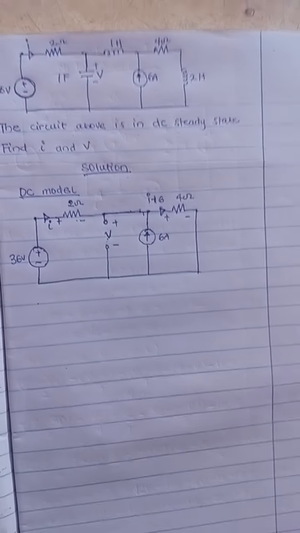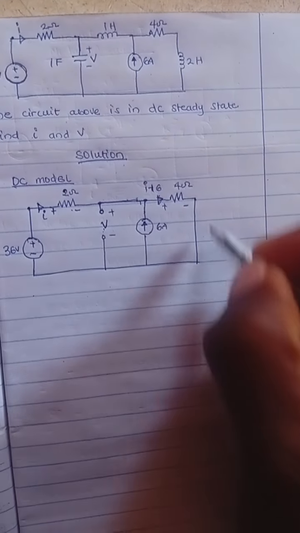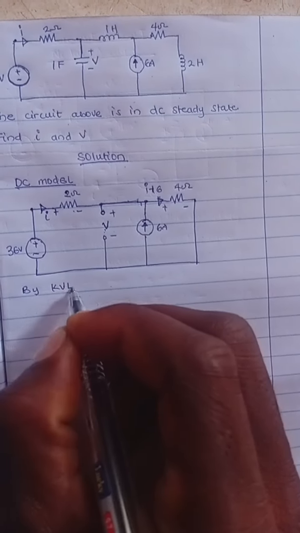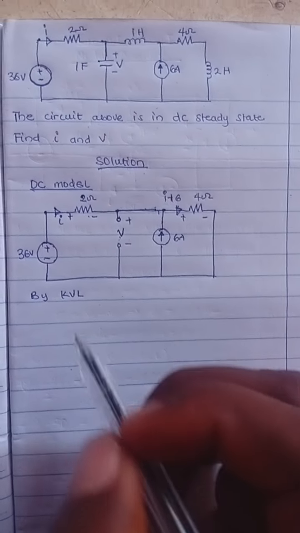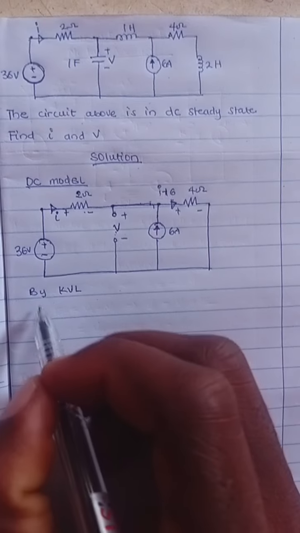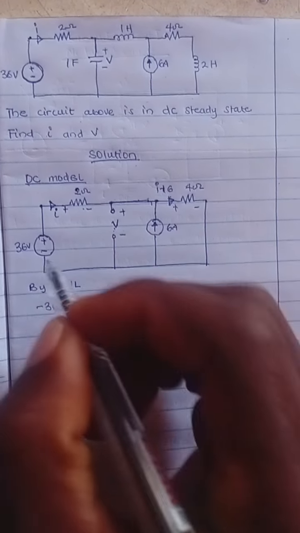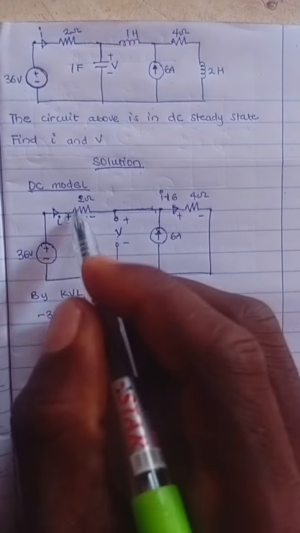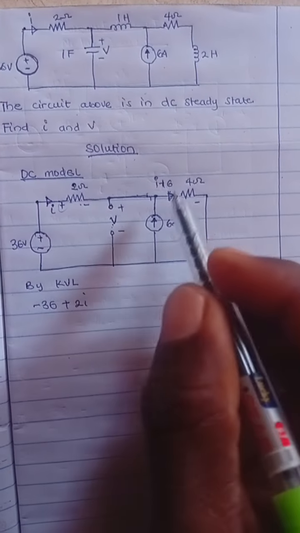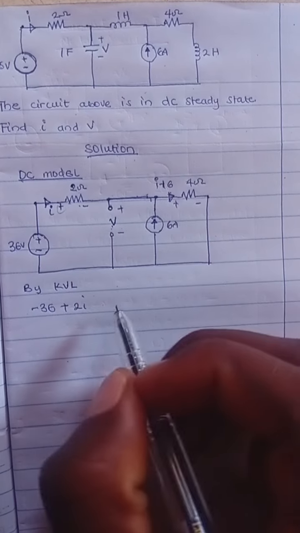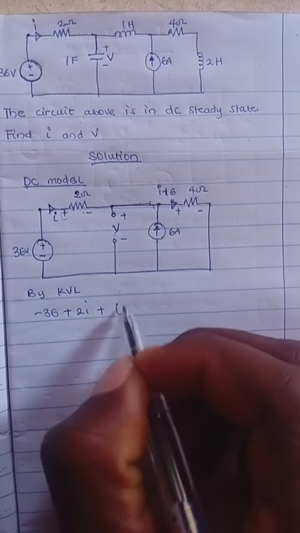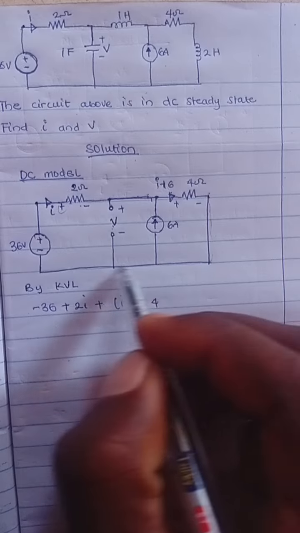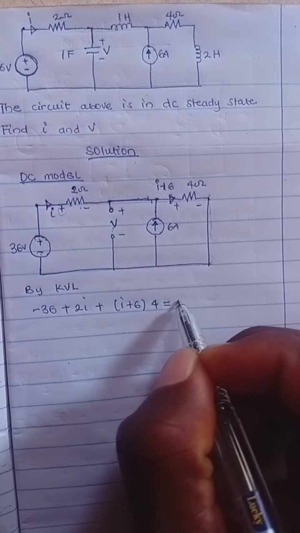So let's solve this quickly. I'll write KVL across this loop, and then I'll be able to find I using that. By Kirchhoff's voltage law, this voltage source is going to be minus 36 because I'm moving in this direction, so the first sign here is minus. Then this is going to be plus 2 times I because I have a plus sign here. Then there is no element here up to this point. It's also going to be plus: the current is I plus 6, multiplied by the resistance of 4. Then I'm done, moving up to this point, where I equate to 0.